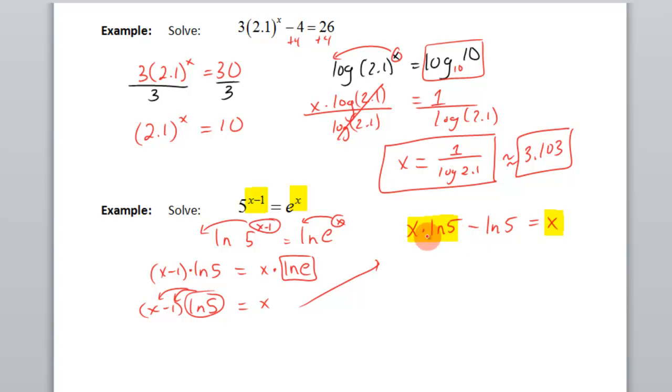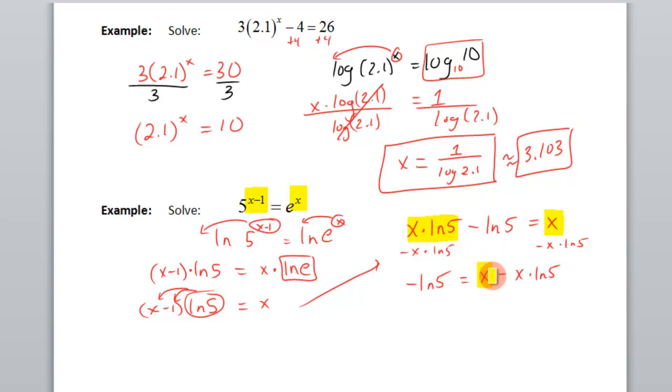Alright, so let's go ahead and subtract x times natural log of 5 from both sides like this. Okay, you got to subtract the whole term, right? This on the left side would be minus the natural log of 5, that's that guy, equals x minus x times the natural log of 5.